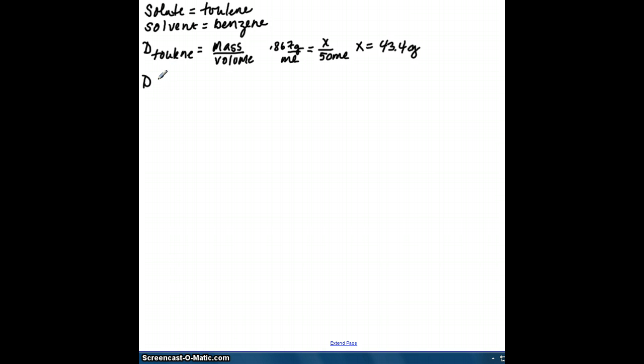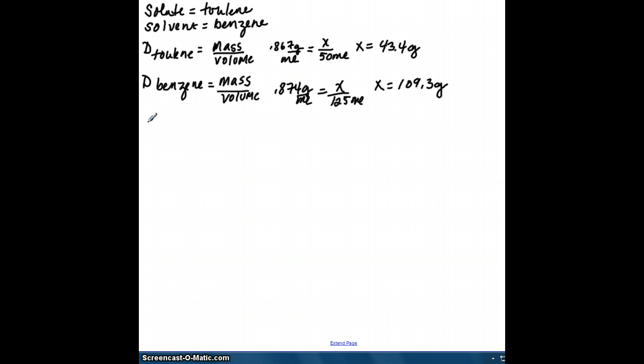Likewise, the density of the benzene is given, as is the volume of the benzene. The density of the benzene is 0.874 grams per ml. This time our volume is 125 milliliters, giving us a mass of 109.3 grams. Okay.